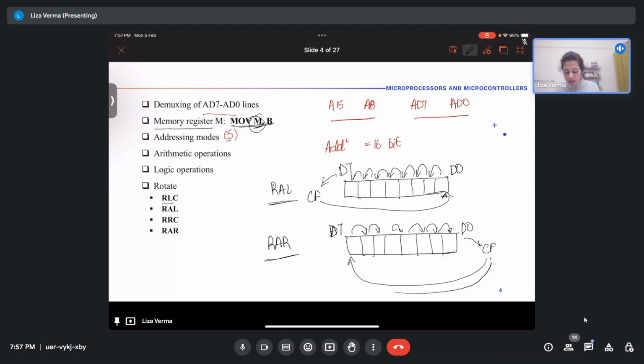So this RLC is rotate left with carry. RAL is just rotate left in a very nice symmetry. D7 goes to CF, CF goes to D0, and all of the bits are in RLC. What was happening? This D7 had to go to carry flag as well as D0. This RLC full form is rotate left with carry. It means it has to go to carry as well as to D0.